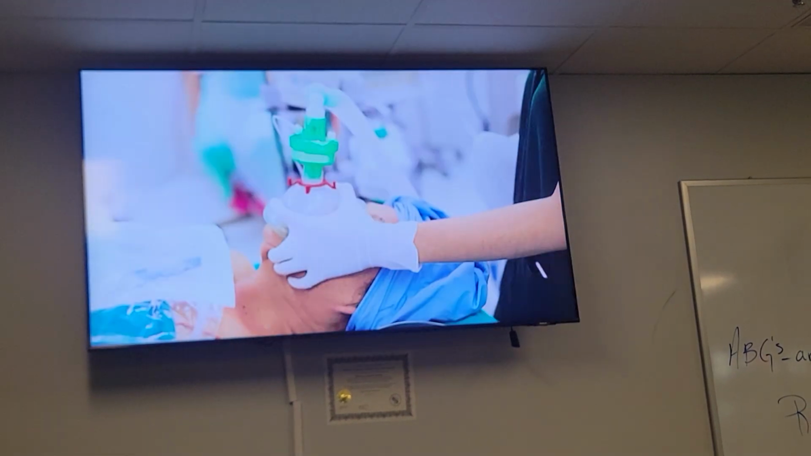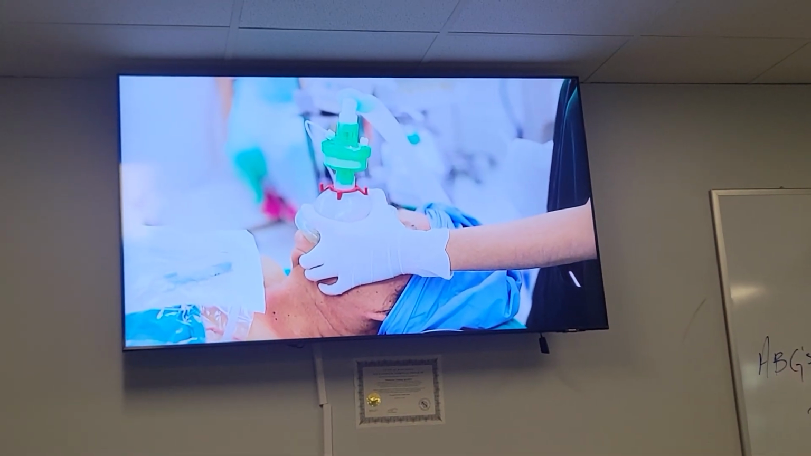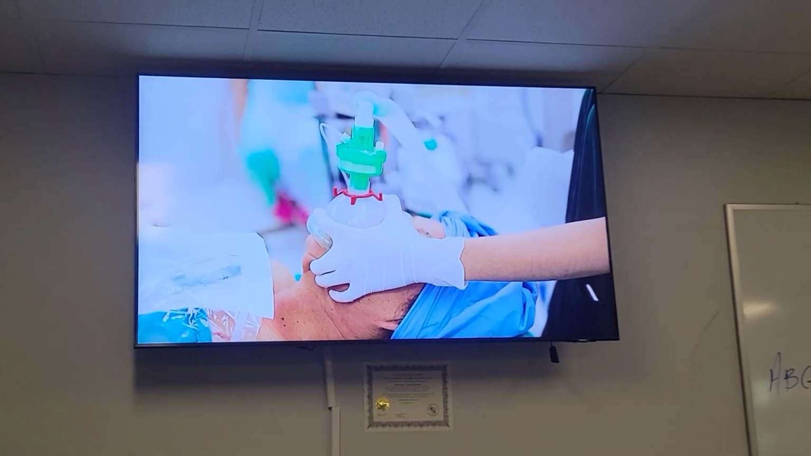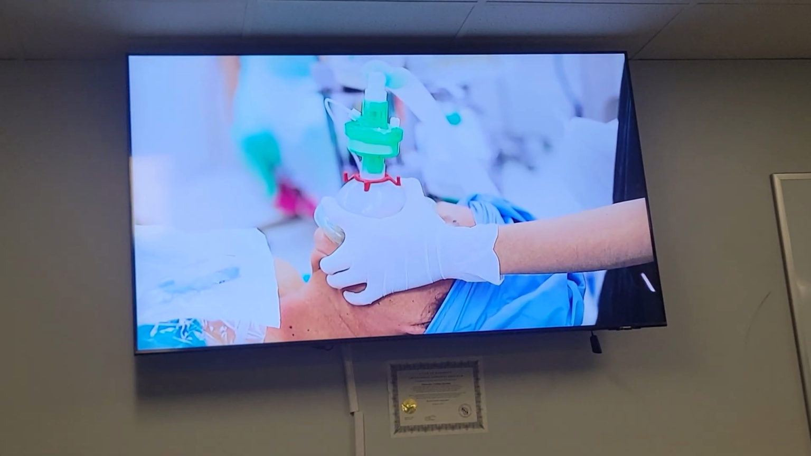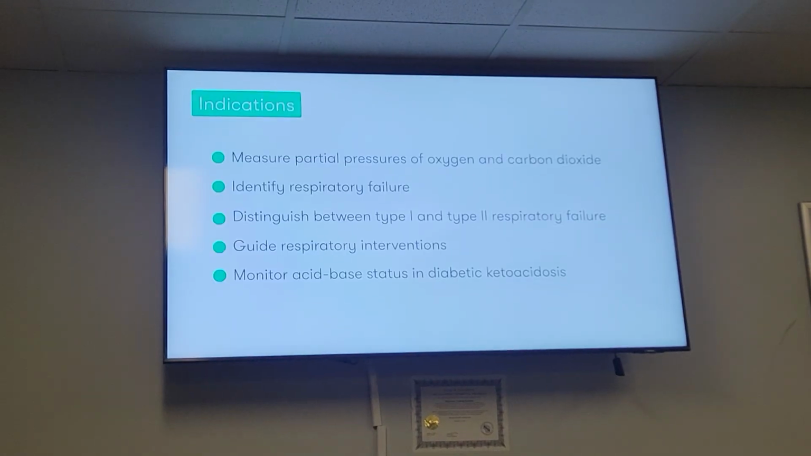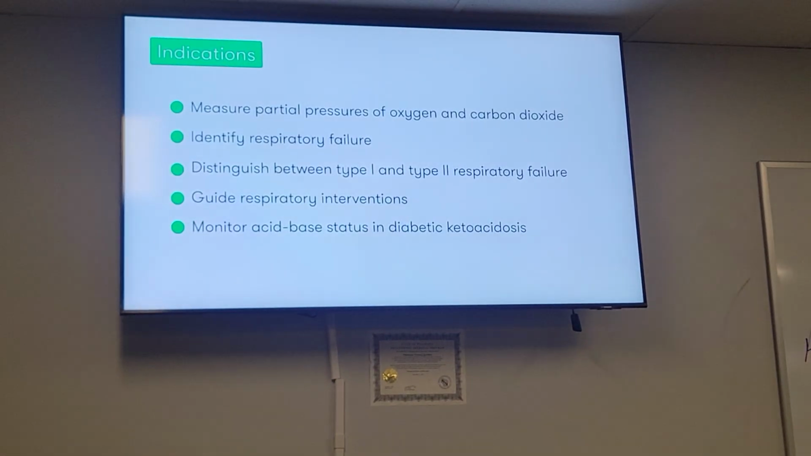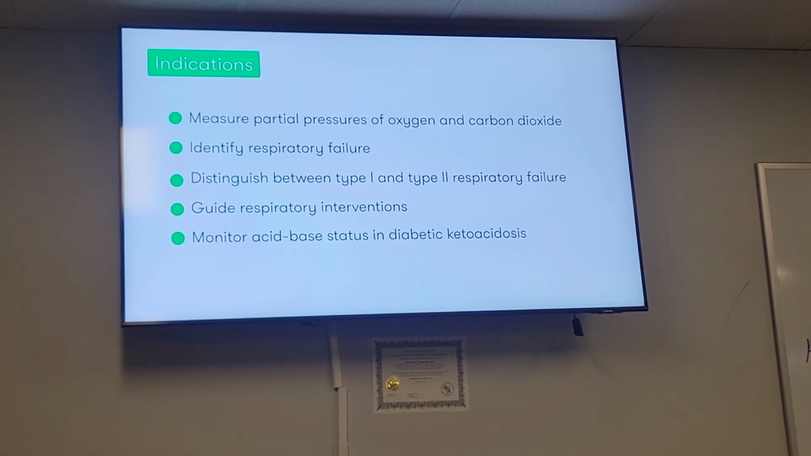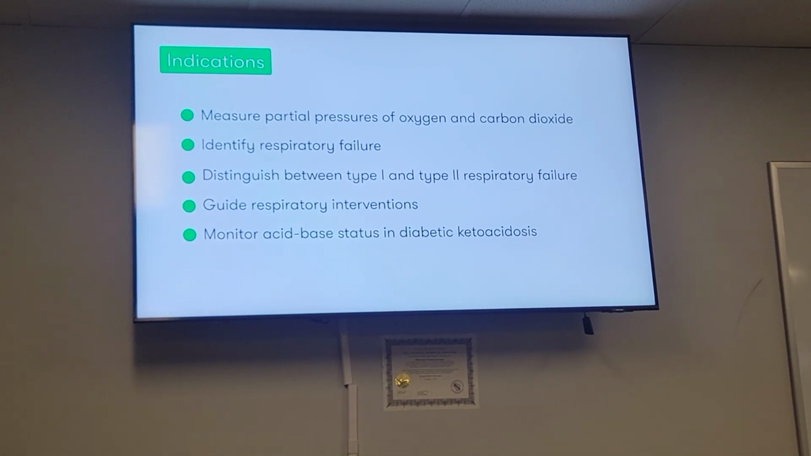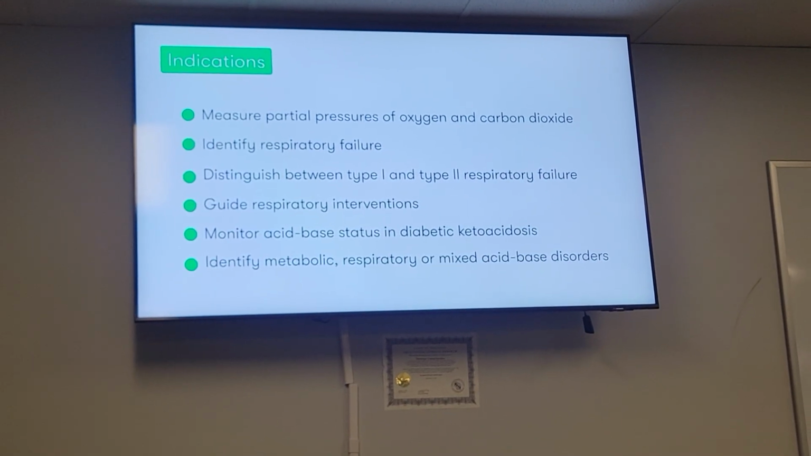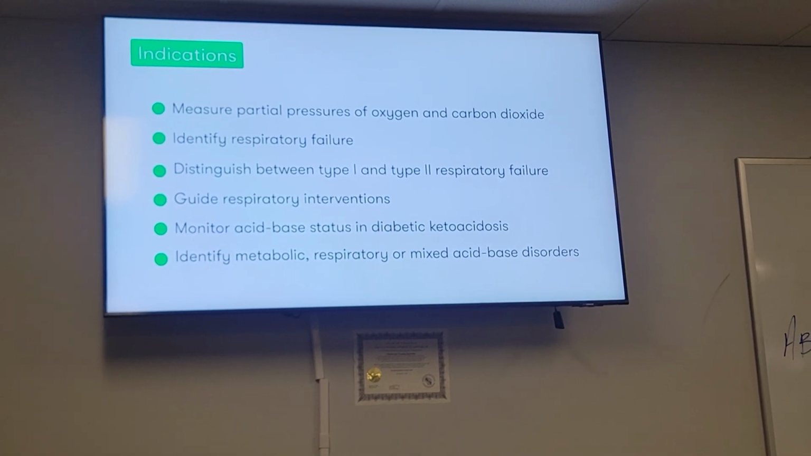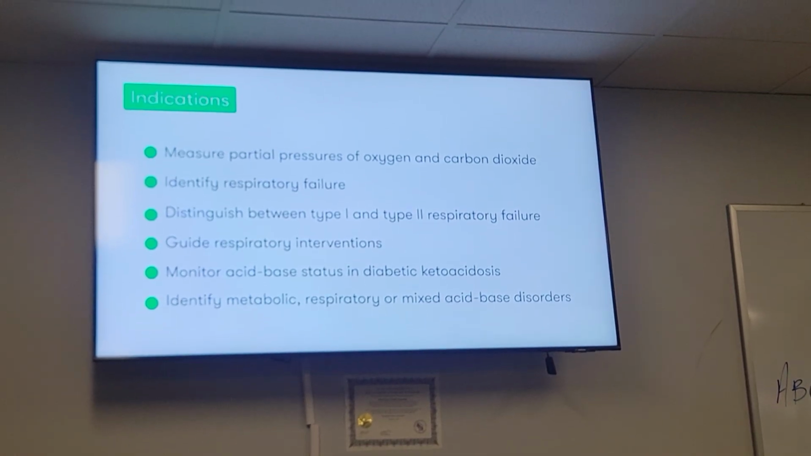ABGs can also guide respiratory interventions, such as when to commence mechanical ventilation, as well as allow us to monitor a patient's response to these interventions. They can be used to monitor the acid-base status of a diabetic patient with ketoacidosis who may be receiving insulin infusion treatment. And also, they can be performed to identify metabolic, respiratory, or mixed acid-base disorders.